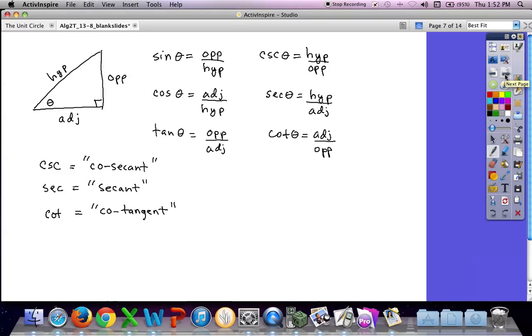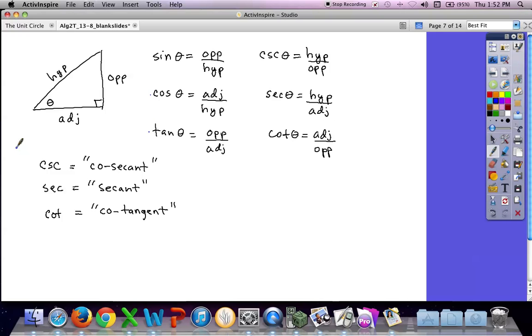So if you draw yourself a right triangle, mark one angle as the reference angle. I marked it with a theta. And then the 3 sides are opposite, adjacent, and hypotenuse. And we already have the definitions for sine, cosine, and tangent.